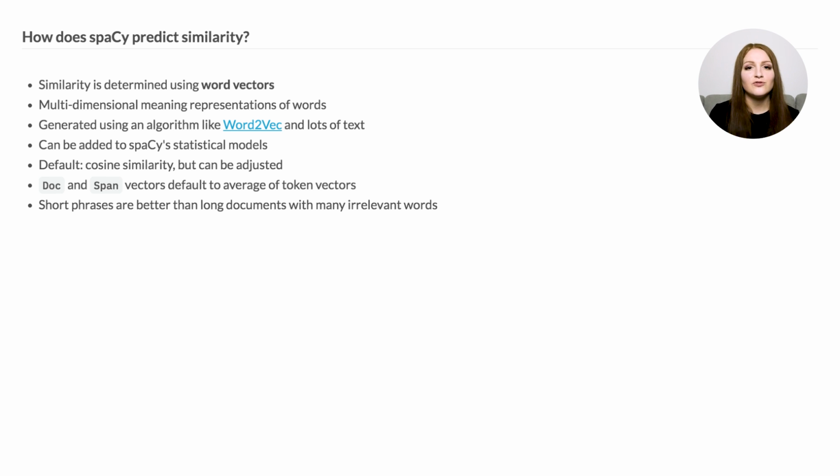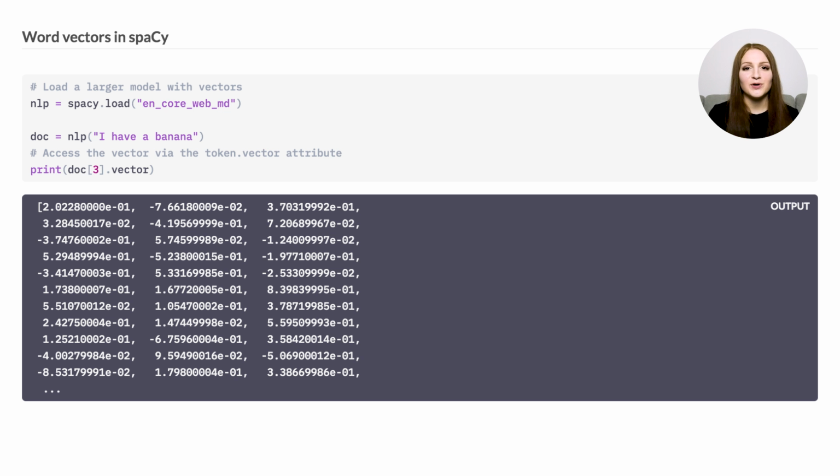That's also why you usually get more value out of shorter phrases with fewer irrelevant words. To give you an idea of what those vectors look like, here's an example. First, we load the medium model again, which ships with word vectors. Next, we can process a text and look up a token's vector using the .vector attribute. The result is a 300-dimensional vector of the word "banana".